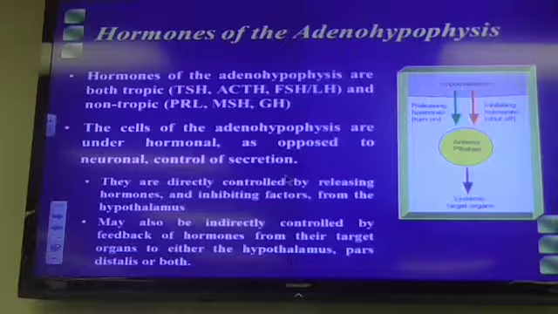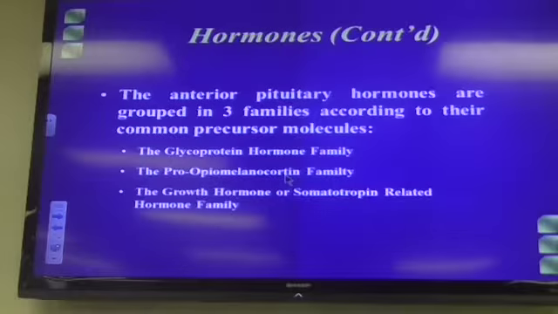Okay. Now, basically, when we look at the anterior pituitary hormones, they usually can be grouped into 3 different families. Okay? Now, these 3 families depend upon what molecule they were developed from. We have the glycoprotein hormone family, which means it comes from a glycoprotein. We have the pro-opiomelanocortin family, or Big Mama, and we have the growth hormone or somatotropin-related hormone family.